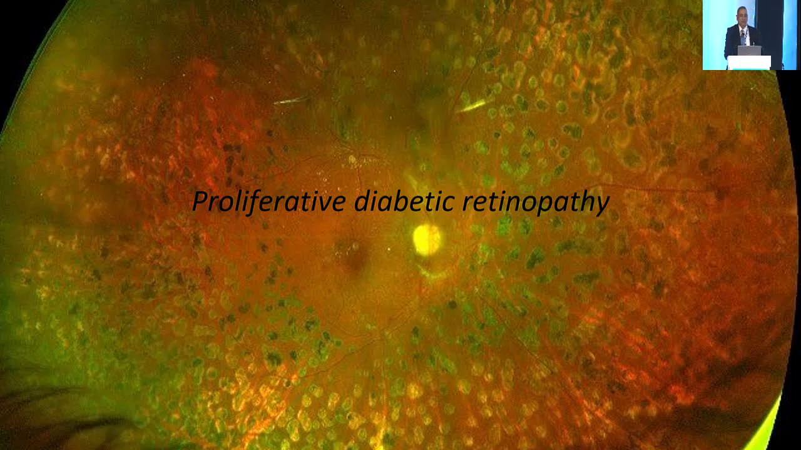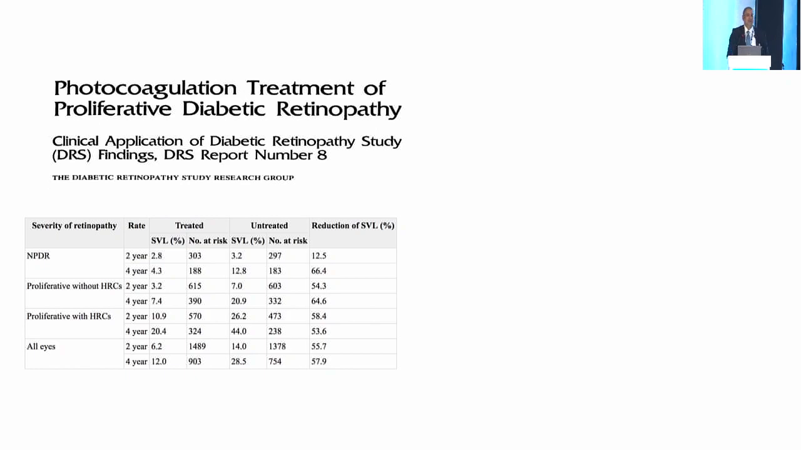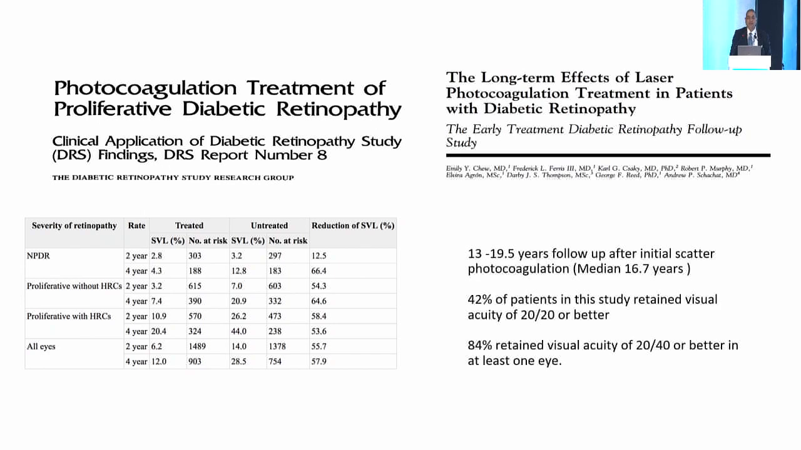Switching gears to the next, the proliferative disease, still laser panretinal photocoagulation is the mainstay as far as treatment of PDR is concerned. This was the classic Diabetic Retinopathy Study, and very nicely it had shown that it reduces the risk of severe vision loss by more than 50%. And they went ahead following these patients for a much longer period. So we can see more than 15 years, the same cohort of patients of the Diabetic Retinopathy Study, when they followed, they still found that 42% still retain 20/20 vision. So definitely laser is not just an early effect, even after 20 years, it is showing its effect.